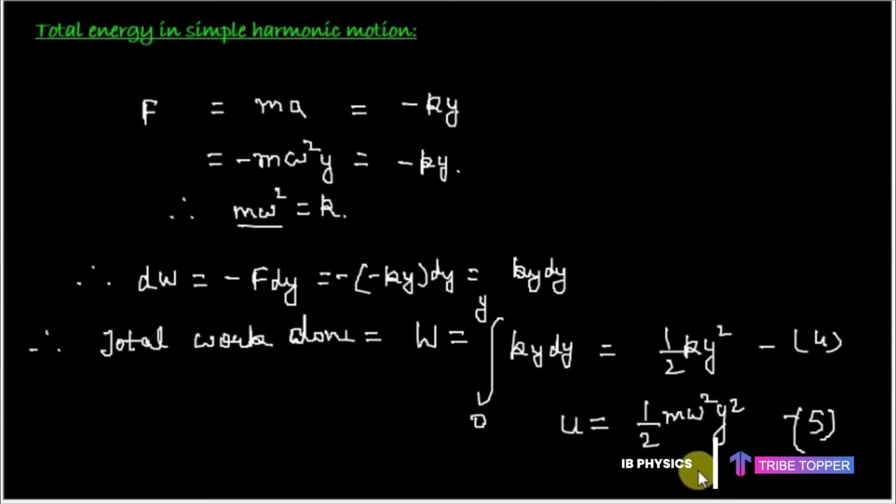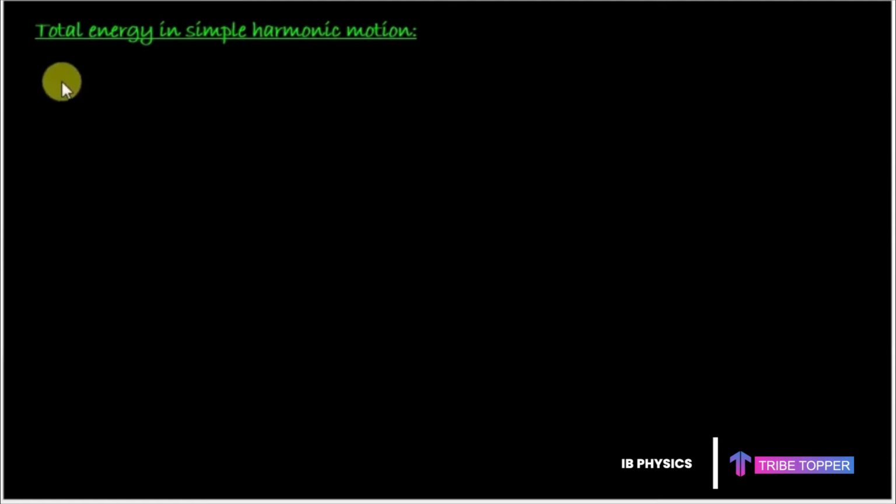Now we move to the kinetic energy part. Kinetic energy is quite simple to calculate because it's just half mv square. So we now have the kinetic energy of the particle at any instant.